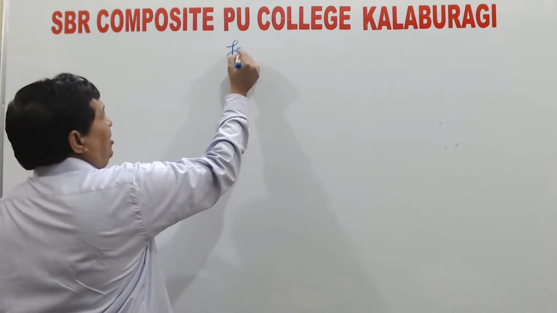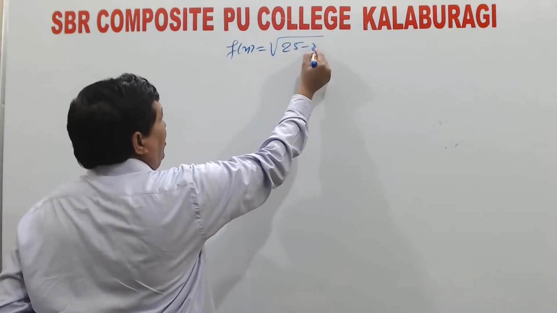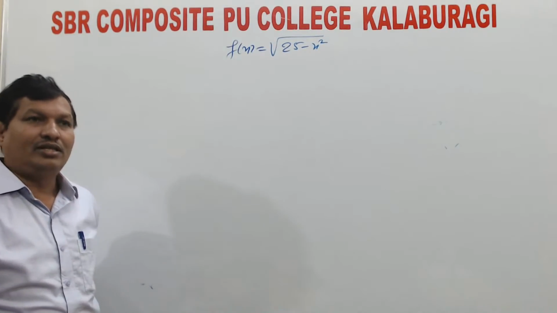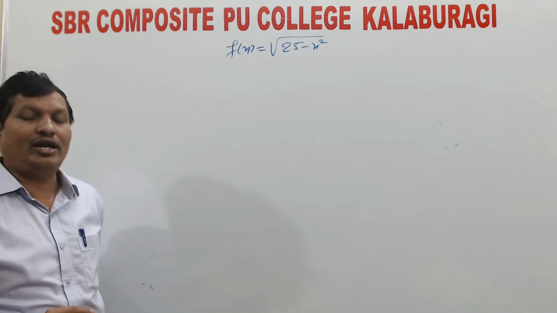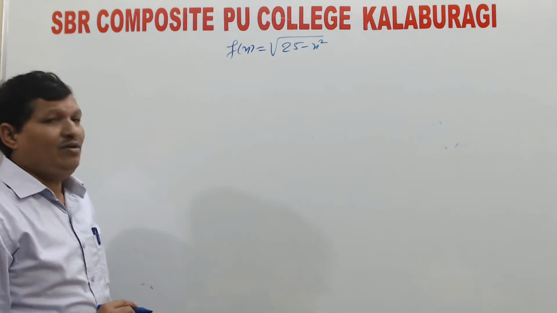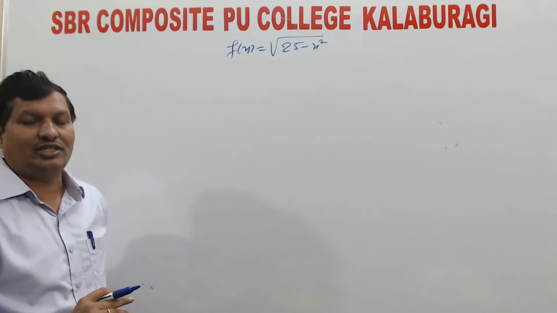Find the domain and range of the function f of x equals root of 25 minus x square. This is one CET question in the example textbook. This is also the same method. Find the domain and range of the given function. Here also, real number to real number you have to first consider.